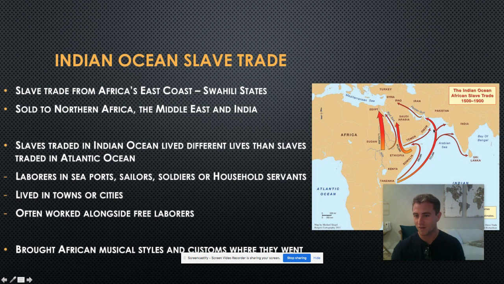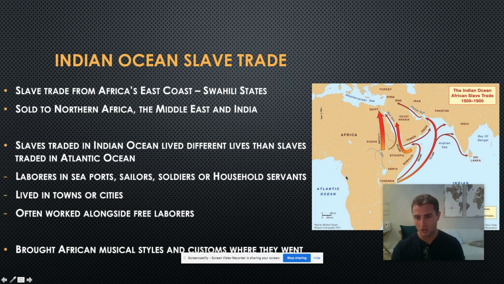They're going to live very, very different lives than slaves traded in the Atlantic Ocean. They're going to be living in seaports. They'll be sailors or soldiers, or they'll be living in the households of their owners. They're going to work alongside free laborers, and so they're not going to have that hard plantation agriculture that you would see out in the Atlantic Ocean.